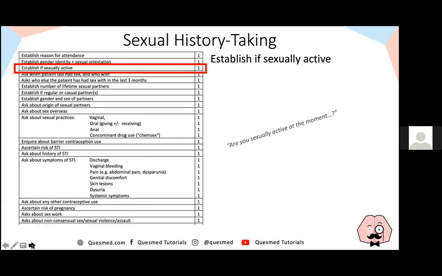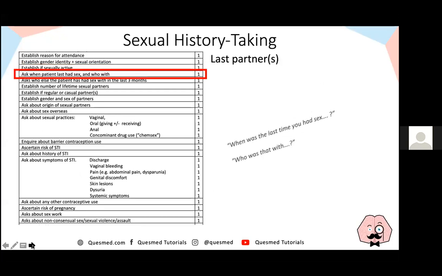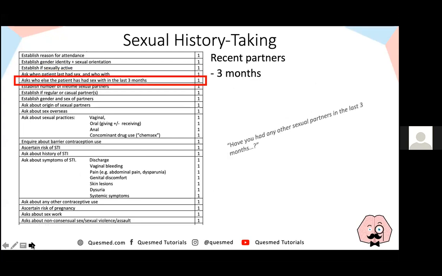And next we want to establish, is the patient sexually active? And quite often they go, what does that even mean, sexually active? Do we mean ever sexually active? Do we mean had sex yesterday? It's quite a vague question. So I usually rapidly follow that up with, well, when was the last time you had sex and who was that with? And we also want to establish their recent sexual history.